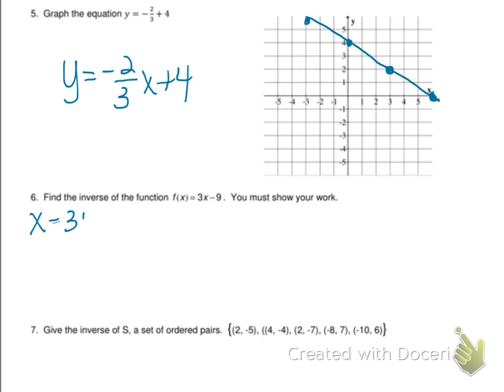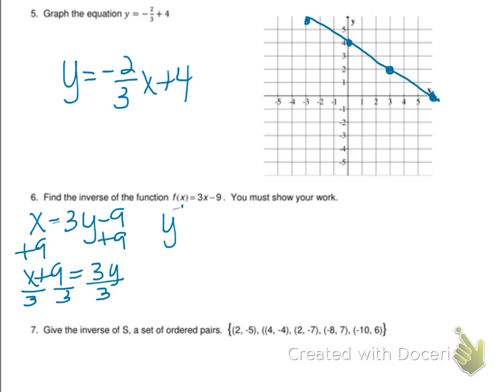Okay, finding the inverse. So your first option is to switch x and y. So if I do that, I'm going to add 9 to both sides. So x plus 9 equals 3y. Then I divide both sides by 3. So y to the -1, which just means inverse, equals 1/3 x plus 3. Okay, so that's the inverse equation.